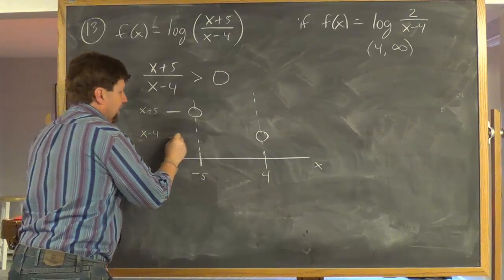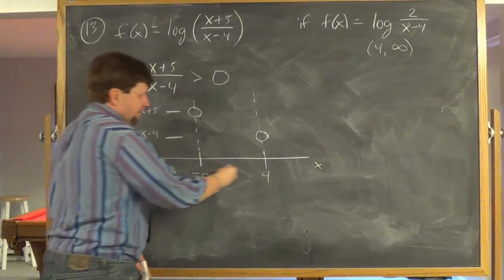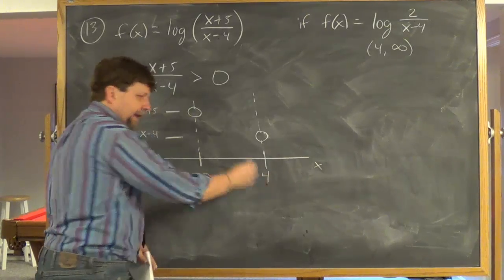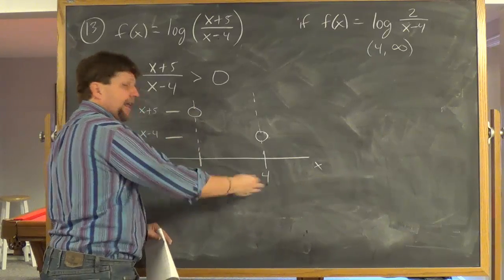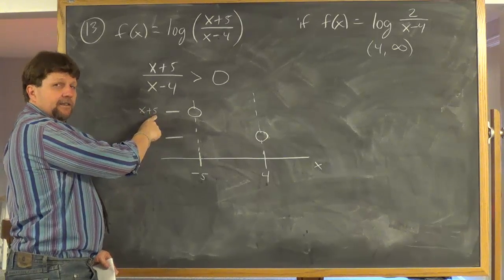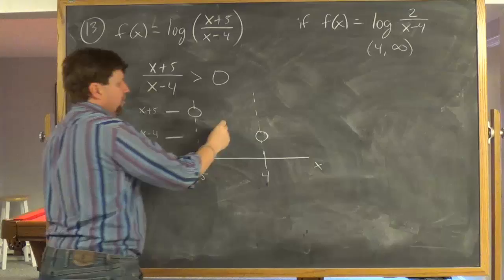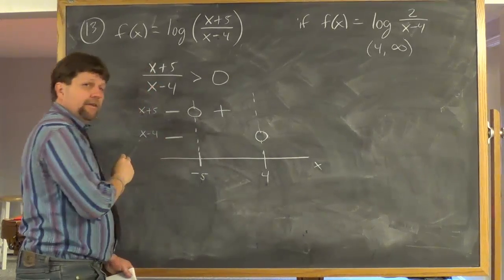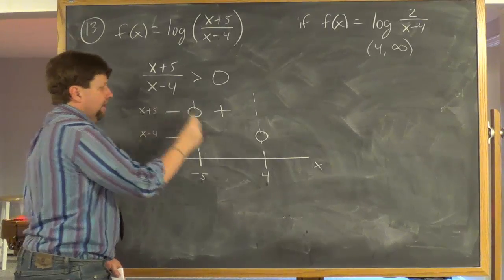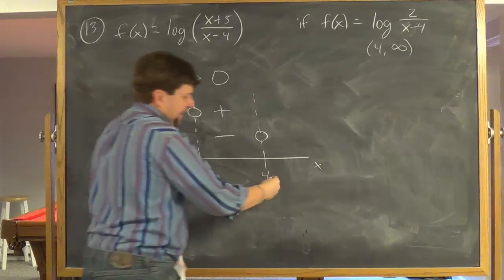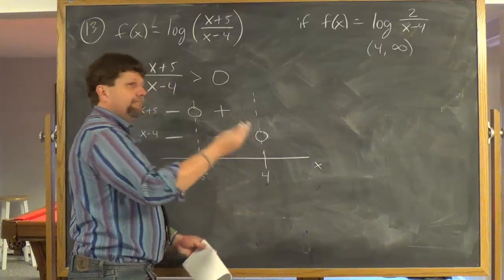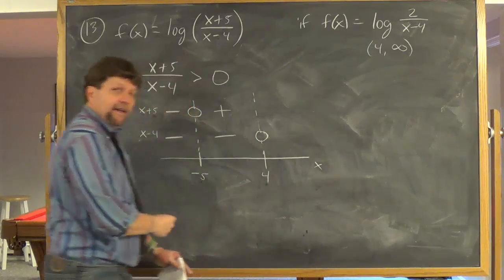More importantly, negative. Pick a number that you know is definitely in this interval, from negative 5 to 4. I don't know, 1. 1 is definitely in that interval. Put 1 in here for x. 1 plus 5 is 6. Positive 6. So more importantly, positive. And then put that 1 in here for x. 1 minus 4 is negative 3. Negative. And then finally out here in this interval, from 4 to infinity, pick a number. 5. 5 is definitely in that interval.